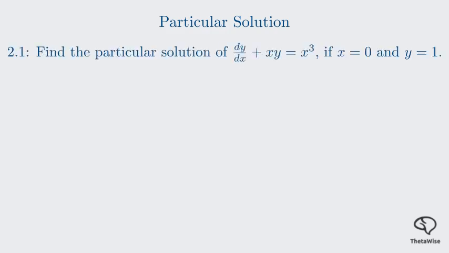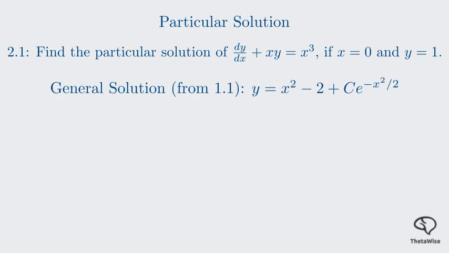We need to find the particular solution for dy/dx plus xy equals x cubed, given the initial condition x equals 0 and y equals 1. You might recognize this equation. It's the first problem we solved. The general solution we found was y equals x squared minus 2, plus c times e to the negative x squared over 2. Now we apply the initial condition.